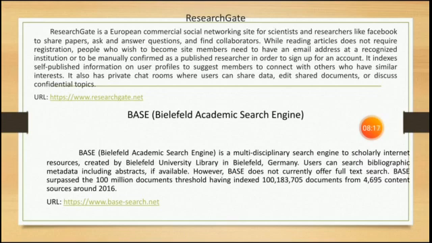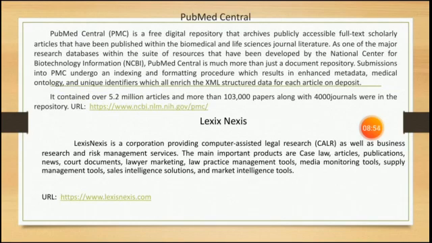Then comes Bielefeld Academic Search Engine, that is BASE, a multidisciplinary search engine for scholarly internet resources created by Bielefeld University Library, Germany. Users can search bibliographic metadata including abstracts. However, it does not currently offer a full text search. It surpassed the threshold of more than 100 million documents, having indexed 183,705 documents from 4,695 content sources around 2016. So lots of data are there on the journal website.